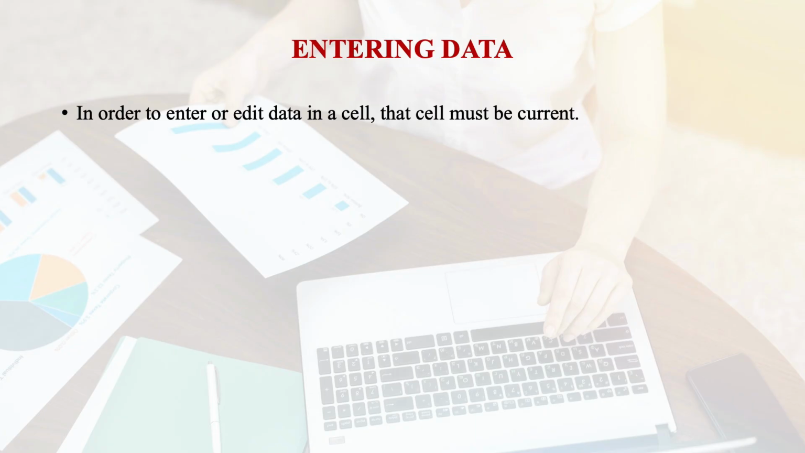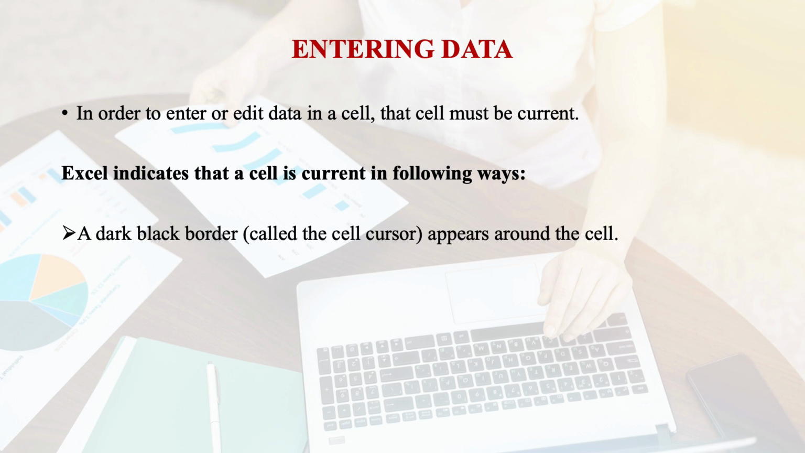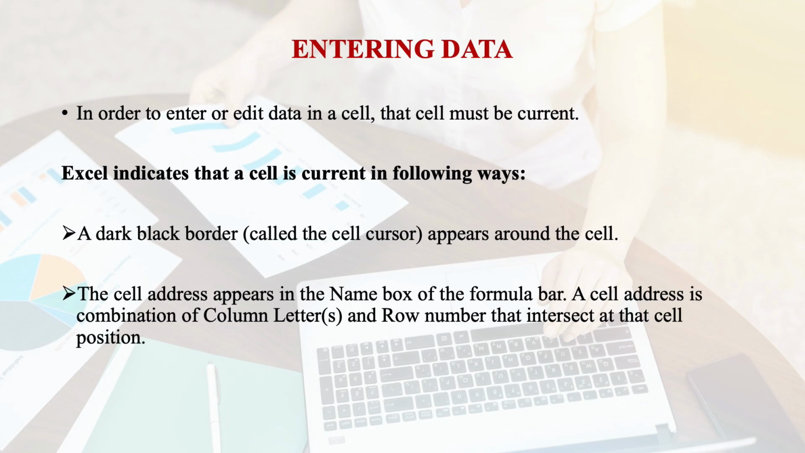So understanding how to enter the data appropriately is an important part. In order to edit or enter data in a cell, the cell must indicate the following things. The moment you select a cell, it is highlighted by a dark black border, and this is known as the cell cursor in fact. And the cell address appears in the Name Box of the formula bar. And a cell address is actually the combination of the column and the row.